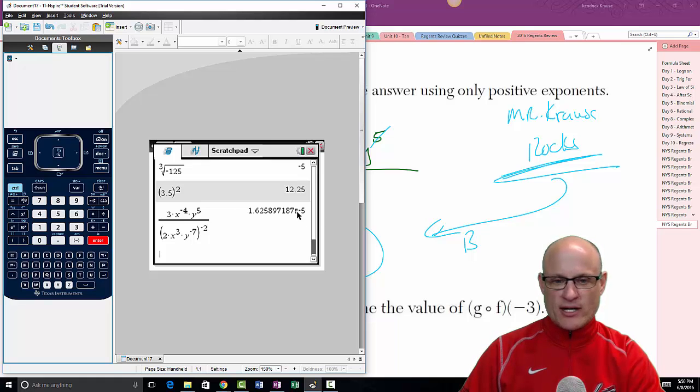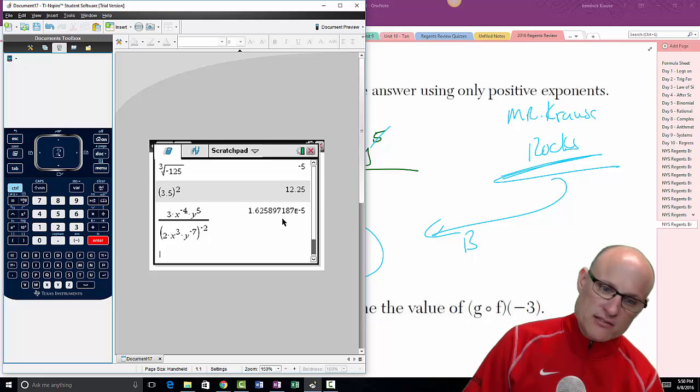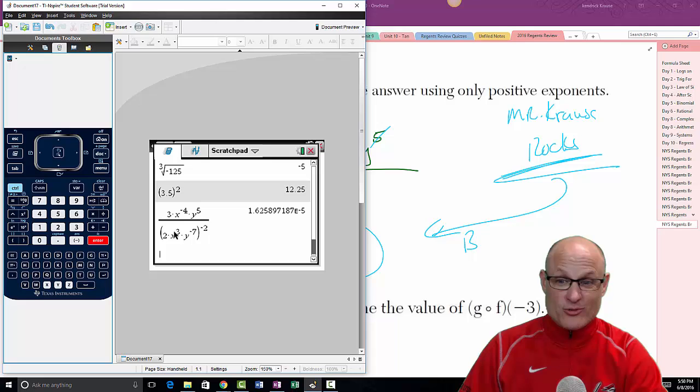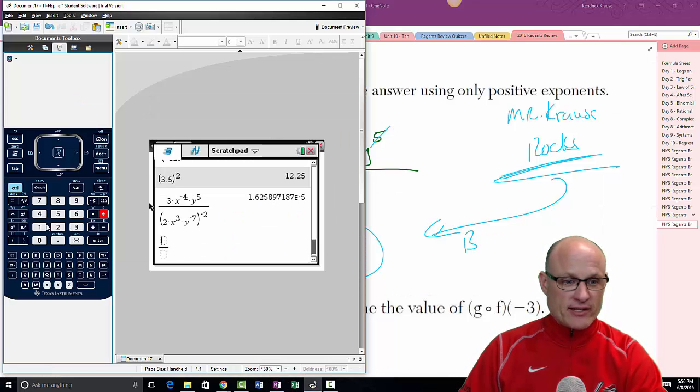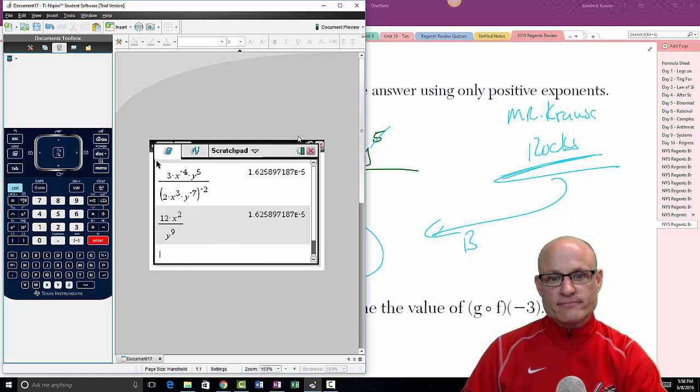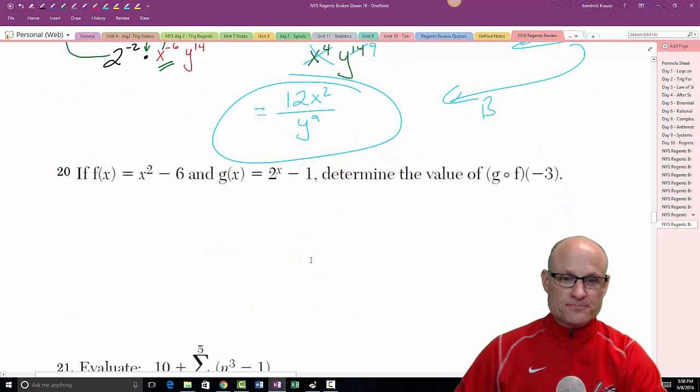I may want to change my x and y. I may want to make y smaller, but as long as I end up with the exact same answer, who cares? So 12, control division. If I end up with that same exact answer, we're going to be good. 12x squared over y raised to the 9th. Oh, look at that. Exactly the same. Perfect. Done. Start it.